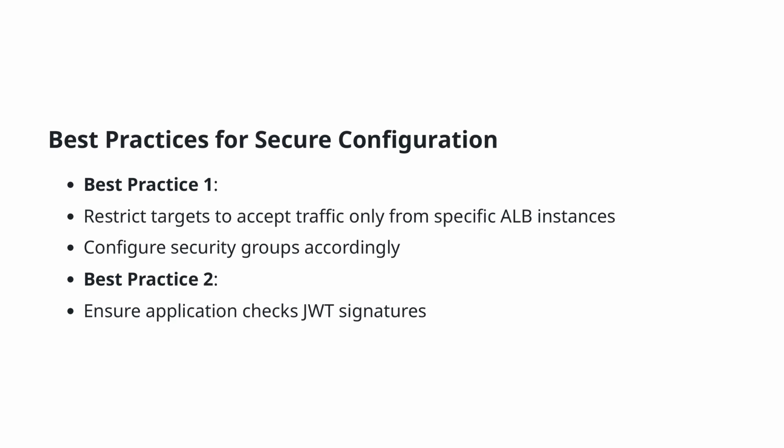On this slide, we'll discuss best practices for secure configuration in your systems. Best practice 1. Ensure that your targets accept traffic only from specific ALB instances. This can be achieved by configuring security groups to restrict access accordingly. Best practice 2. Make certain your application properly verifies JWT signatures. This involves checking these signatures to authenticate the token thoroughly. Implementing these best practices is essential to enhance the security and reliability of your applications, minimizing the risk of unauthorized access and potential security breaches.